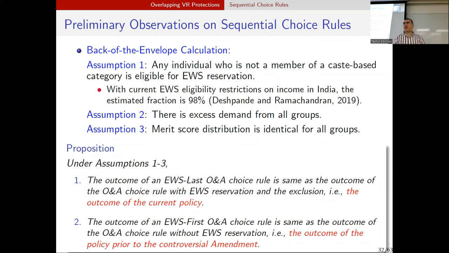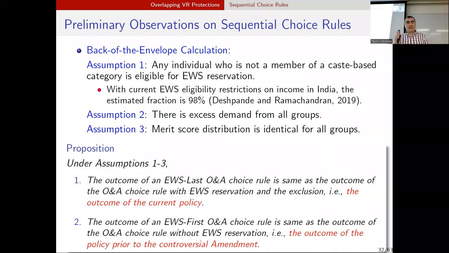Under these assumptions, the outcome of the EWS last over and above choice rule is the same as the outcome of the over and above choice rule with EWS reservation and the exclusion, meaning the outcome of the controversial policy. So under these assumptions, if you choose EWS last, nothing will change. In practice, it will change because probably assumption three will not hold. But the point is EWS last is very close to what they are doing anyway.